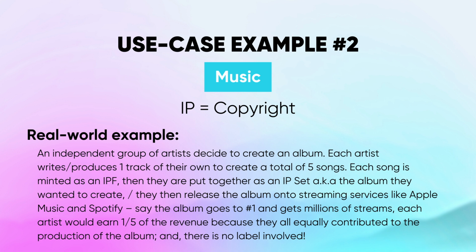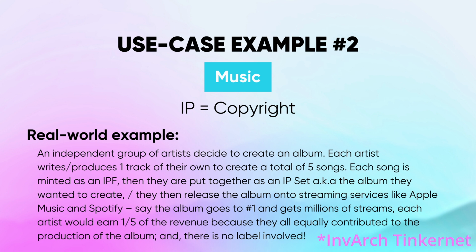Each song is minted as an IPF or IP file. Then they are put together as an IP set, aka the album that they wanted to create. Then they release the album onto streaming services like Apple Music or Spotify. Let's say the album goes to number 1 and gets millions of streams. Each artist would earn 1/5 of the revenue because they all equally contributed to the production of the album, and there is no label involved. So I will pass it on to Gabe to then present it to you via Tinkernet.